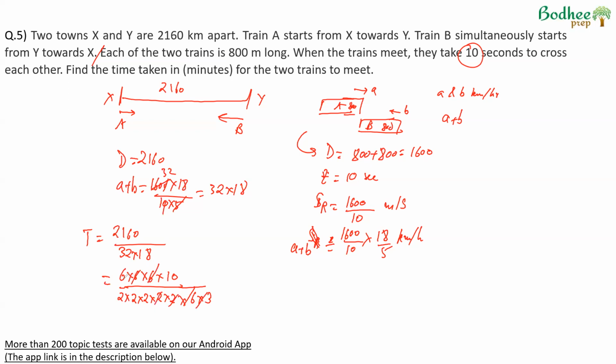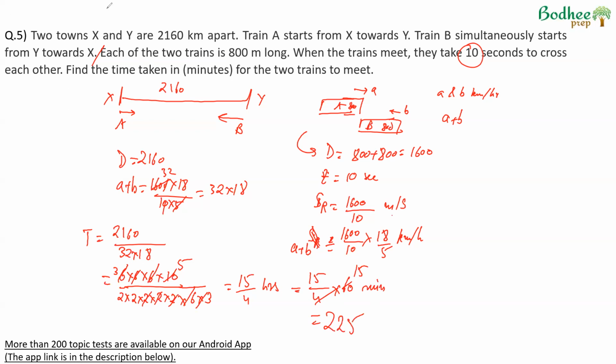2 threes are 6, that is also done. 2 fives are 10. So 15 by 4 hours is what will be required. Find the time taken in minutes. So for minutes, we multiply this by 60 again. 15 into 15 is 225 minutes, which becomes the answer.